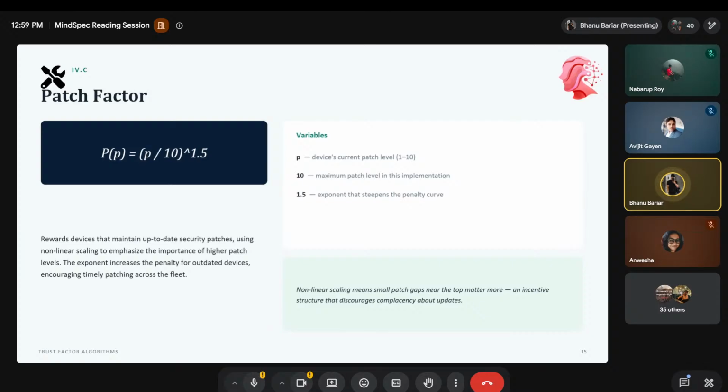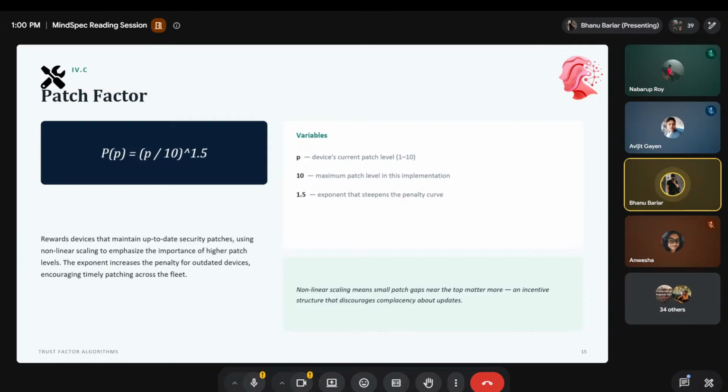You may have seen that when you don't update your laptop to the latest version, it might hang while using multiple programs or context switching. This is all because of the patch factor. Until you update your laptop to the latest version, it will not work very efficiently. Vulnerabilities become publicly known every day. Once an attacker discovers an unpatched system, they can exploit it within minutes. Therefore, devices that remain fully updated should receive higher trust.